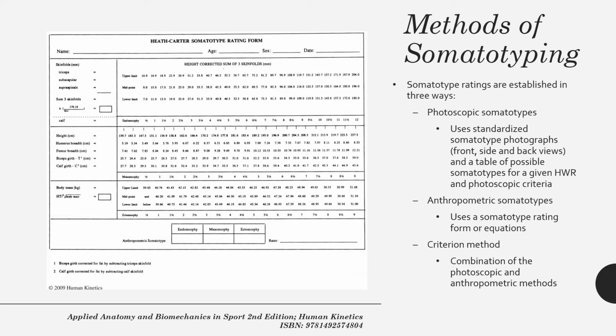Well, that's helpful for some, but other times we want to be more specific, and this is where we use anthropometric somatotypes. That means we're going to use a somatotype rating form or some sort of equations. As you can see here to the left, we have the Heath-Carter somatotype rating form, and we're actually going to take specialized measurements of the body, add this information up, and this is going to give us their somatotype score. And then finally, there's a criterion method. This combines the photoscopic and anthropometric methods. If you can get away with doing this, this is probably going to be your strongest method for somatotyping an individual.